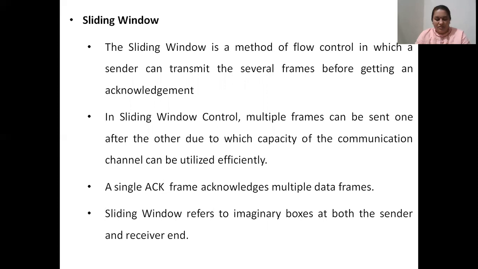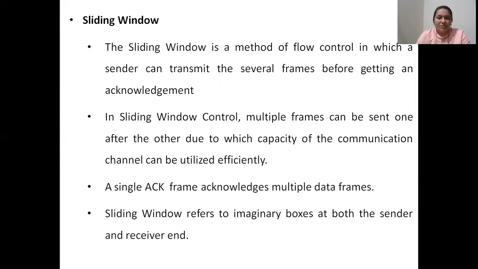So to overcome this disadvantage of stop and wait, another method called the sliding window method was introduced for flow control in the data link layer. In the sliding window method, the acknowledgement frame is sent back by the receiver to the sender after several frames have been received. So the sliding window protocol has a capacity to maintain multiple frames in its buffer.